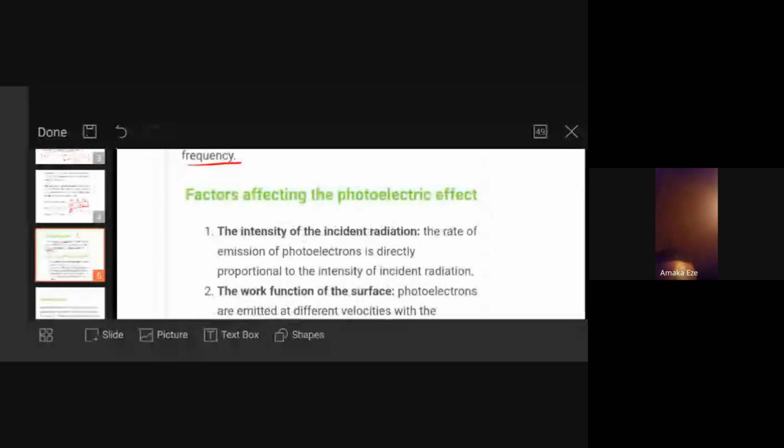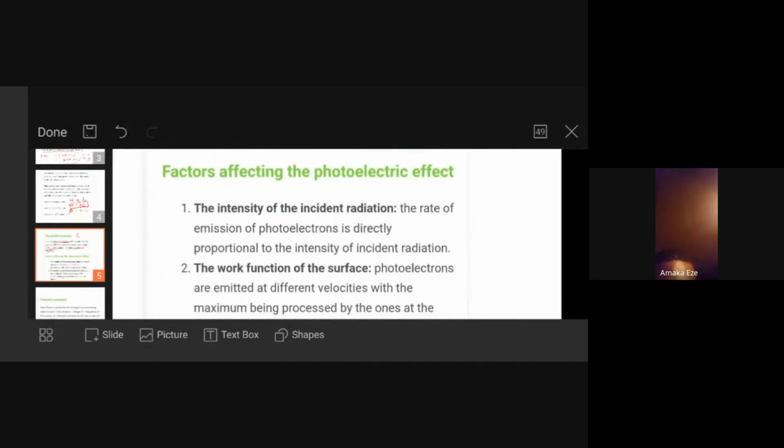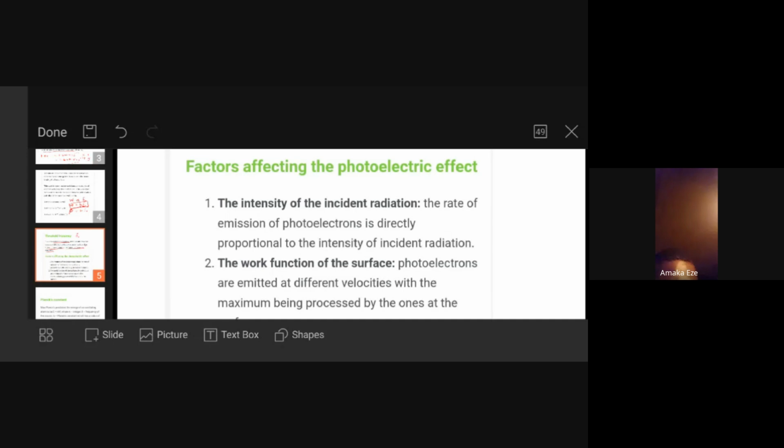Now, we have factors affecting the photoelectric effect. From what we've said so far, of course, you know that the work function affects the photoelectric effect. Another thing is also the intensity of the incident radiation. When we talk about intensity, of course, you know, when we say intensity, it is how much energy the light is coming with, all right? So the intensity also affects the photoelectric effect, as you can see clearly.